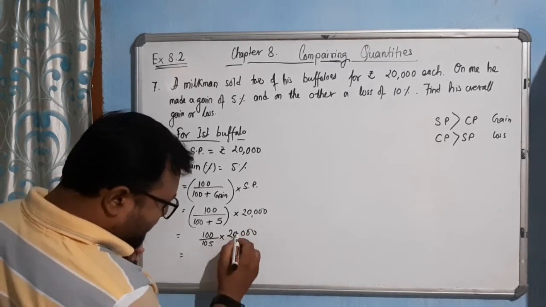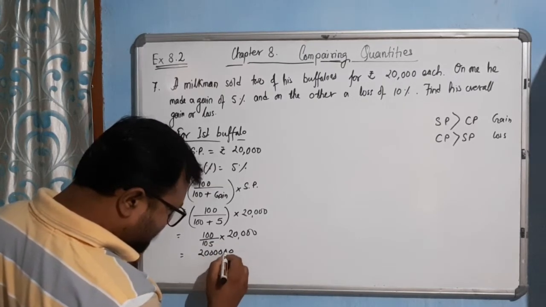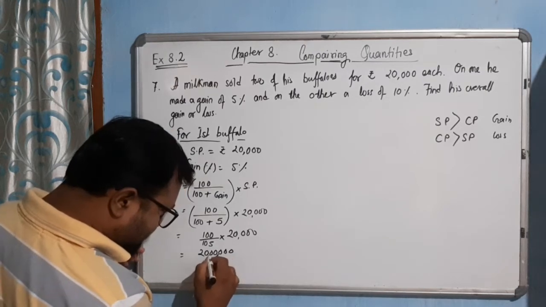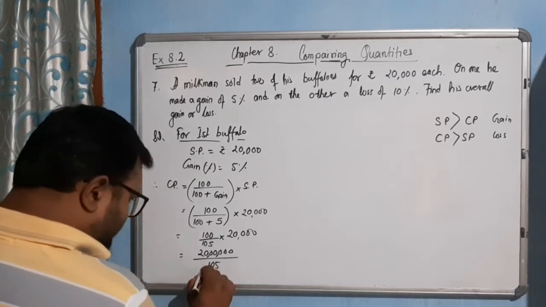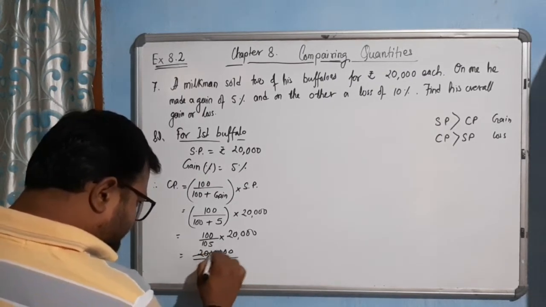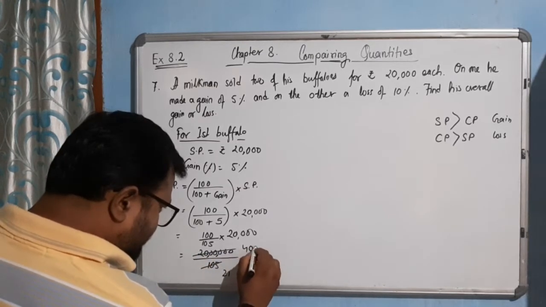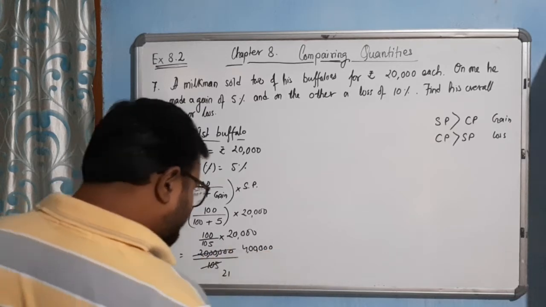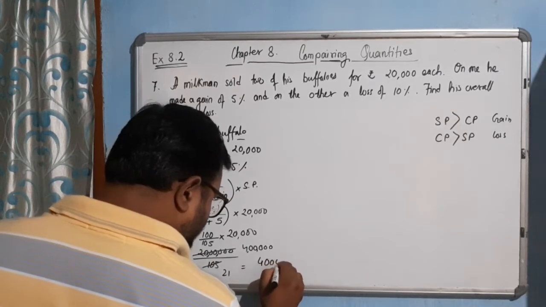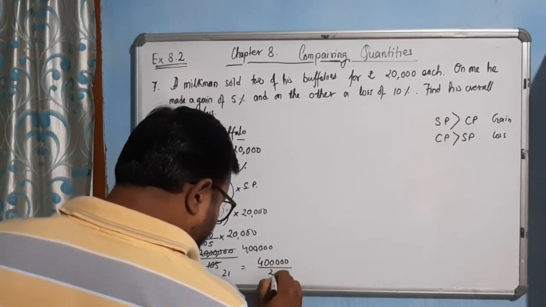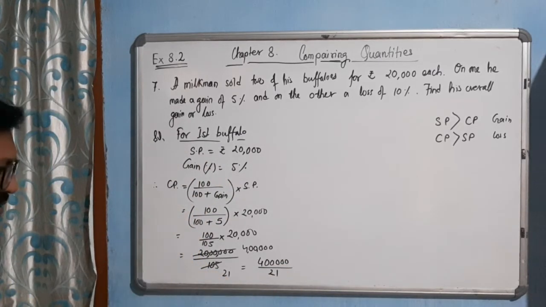So 20,000 into 100 is 20 lakh, by 105. If we divide this one, it will be 21. It will be 4 lakh by 21. So if we divide this one, how much will we get?